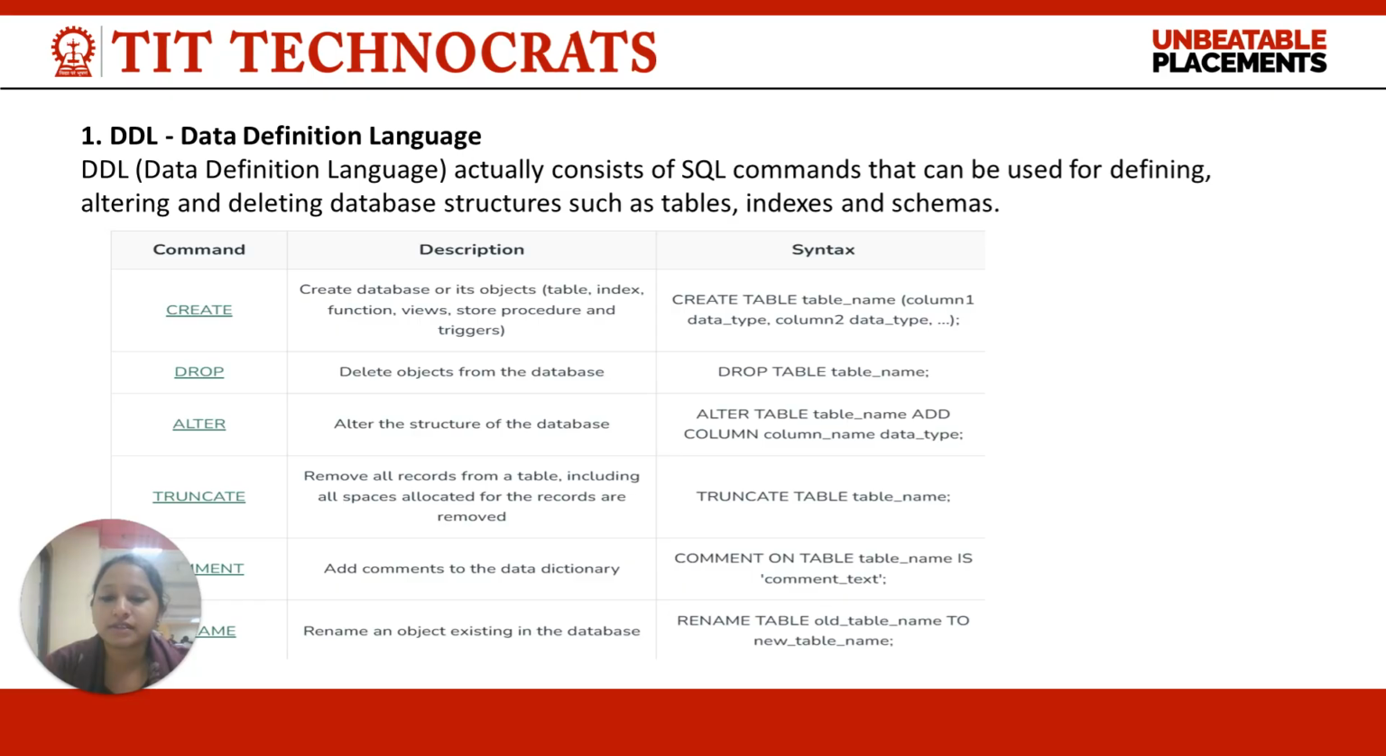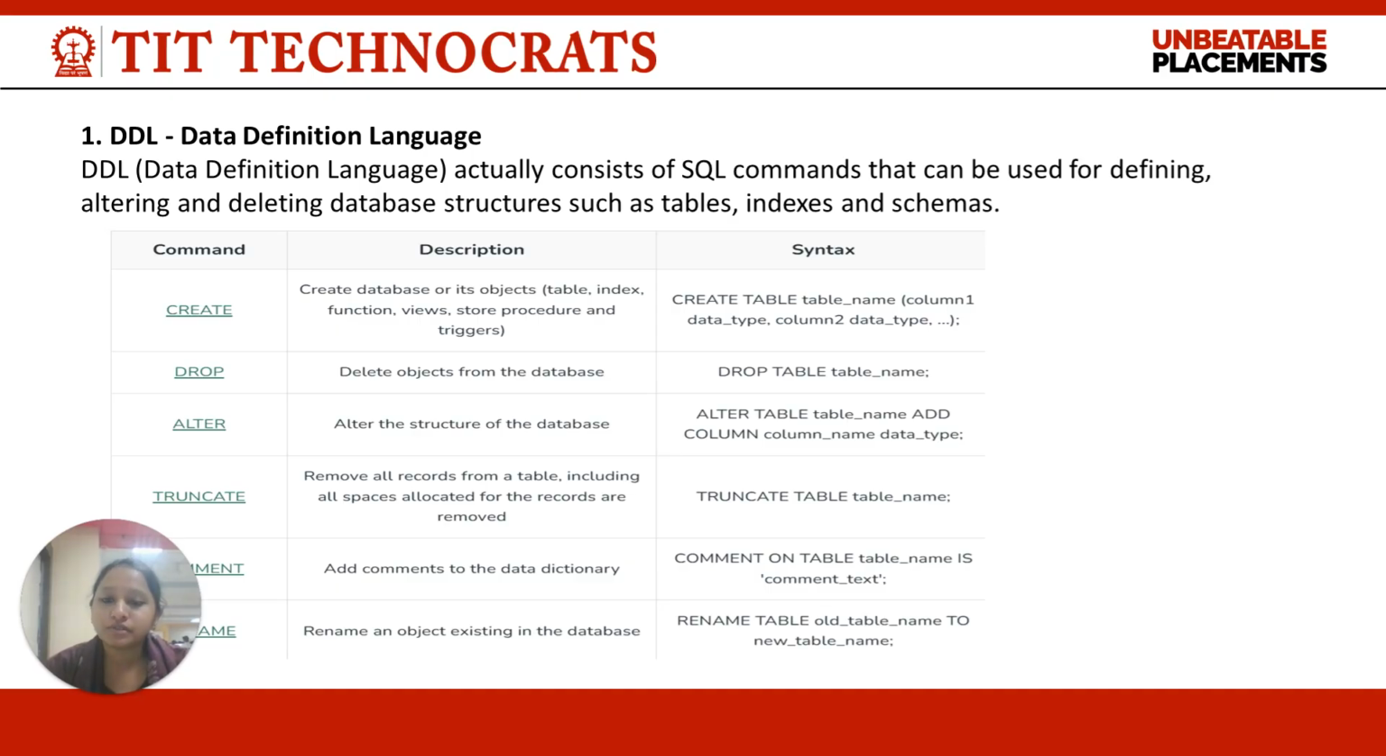So the first one is DDL, data definition language. These commands are used to define and modify the structure of database objects like tables, indexes, and schemas. These commands also allow us to create new tables, alter existing ones, remove them, and shape the overall database structure. Let's look at some of the key DDL commands used to define and manage database structures.